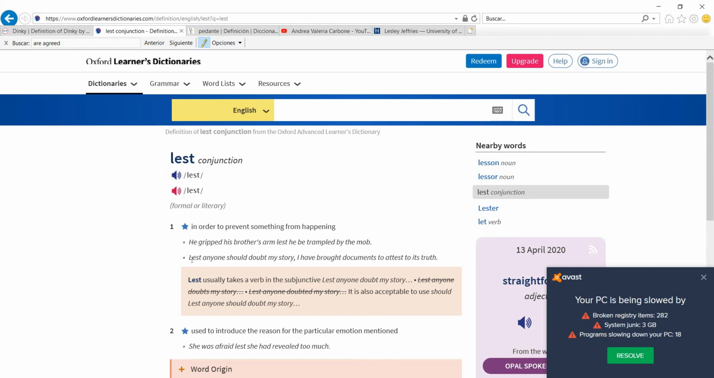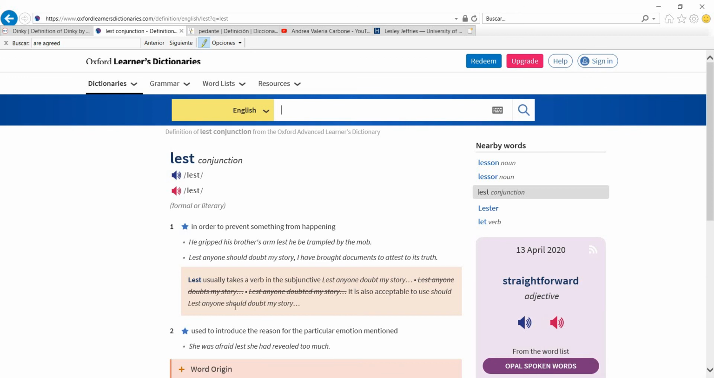Here we have an explanatory box, right? Lest anyone should doubt my story, right? Usually we insert should because "lest he doubt" is something that really jars with English ears, right? Okay, let's go to the activities for section 2. And to be frank, I have no comments. Only some comments on grammar.